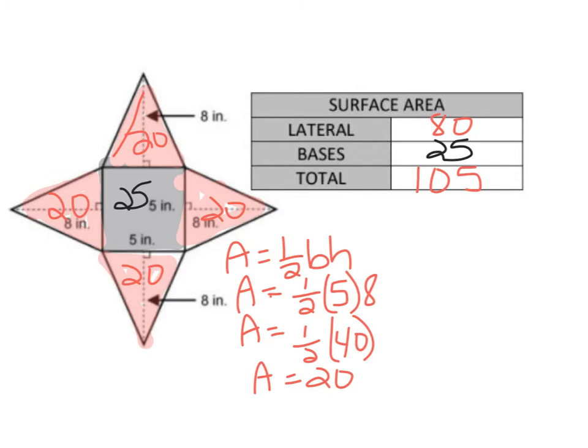So always try to separate the areas because they are going to ask you for lateral surface area, which is just all the faces, and then the total surface area, which is all the sides. Okay, the bases and the faces. So that's the only difference between what we did yesterday. Yesterday we did the total, but now we're separating as lateral and as bases.